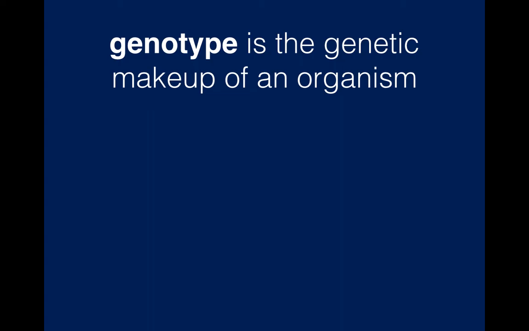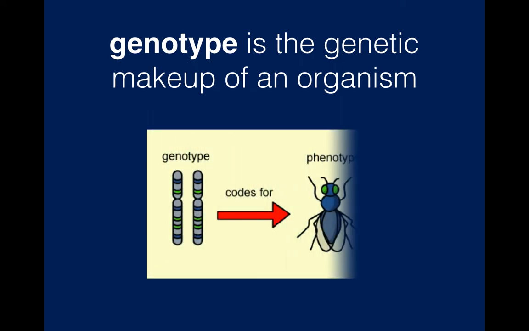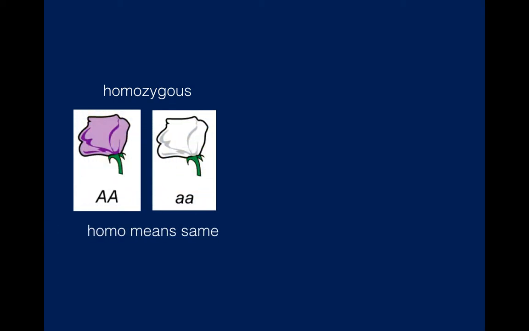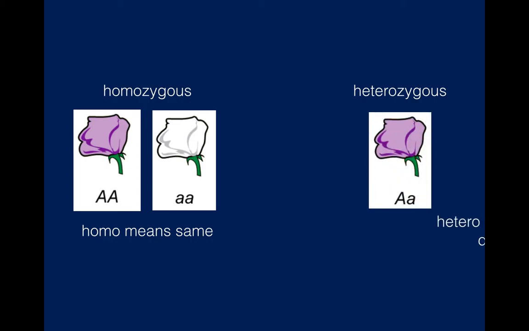Genotype is the genetic makeup of an organism. Genotype, the DNA, is what codes for the phenotype. Genotypes can be homozygous. Homo means the same, so two dominant alleles or two recessive alleles. Or the genotype can be heterozygous, one dominant and one recessive allele. Hetero means other or different. Genotypes are always indicated with two letters.